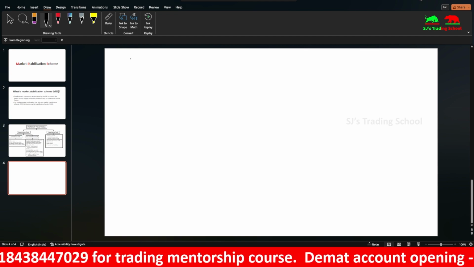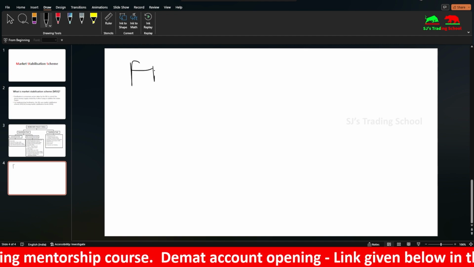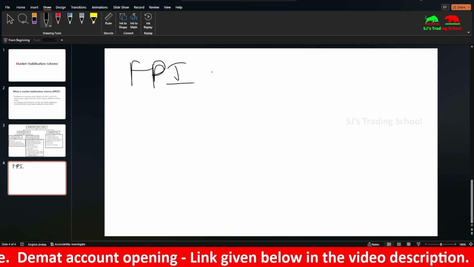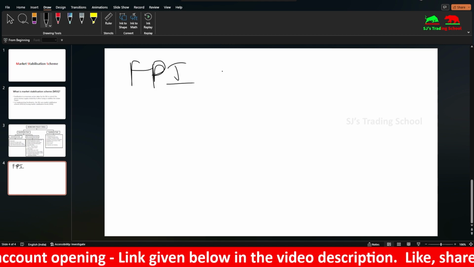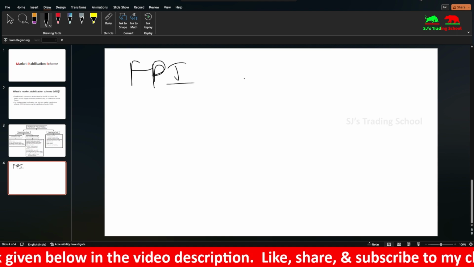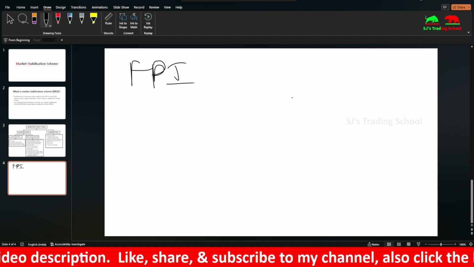So now I have explained about exports. Now let's see about the FPI, foreign portfolio investment. Let's take this as an example. Foreign portfolio investment means, let's take for example, one of the institutional investors. In the case of India, there are mutual funds, pension funds. So these are known as institutional investors.